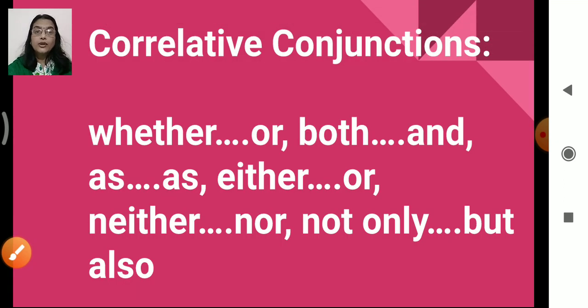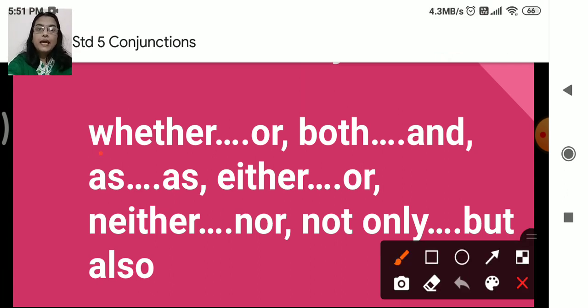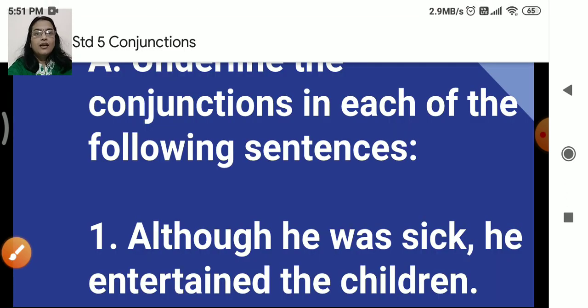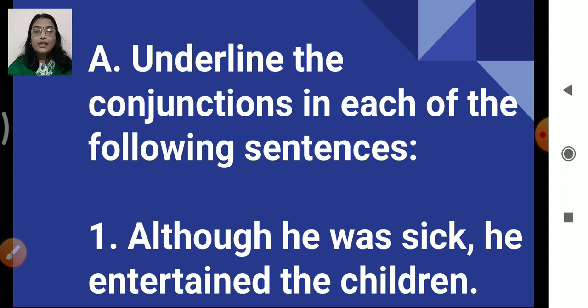So here you can see whether or, both and, either or, neither nor, not only but also. So what you can say is that they always come in pairs. These two together. So you just cannot say that I'll use neither and I will not use nor. No, we have to use both together. That is why they are called correlative conjunctions. Okay, so let's solve the exercises given in your book now.